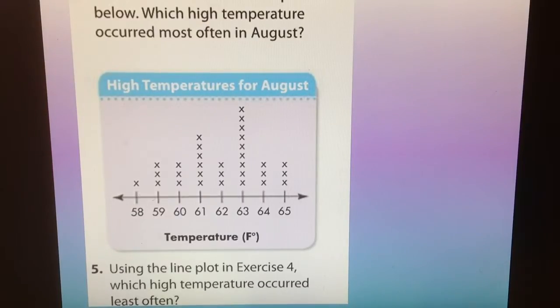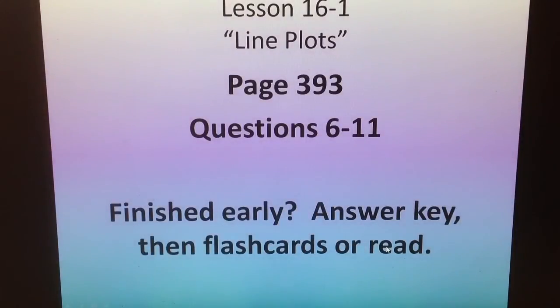And then 4 says, using the same line plot for exercise 4, which temperature occurred least often? Which one has the fewest X's? It's 58, isn't it? So there you have 58 is the least common temperature. 63 is the most common temperature. That was it for today.